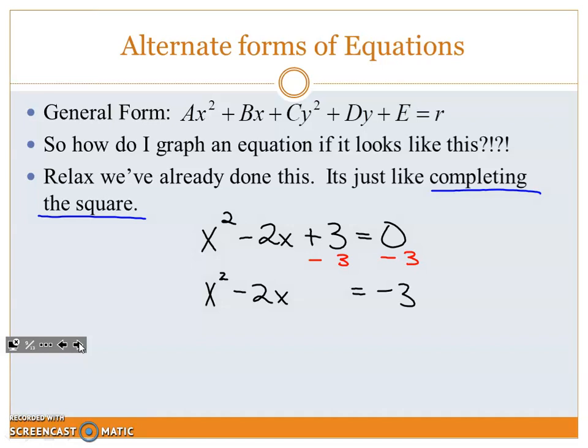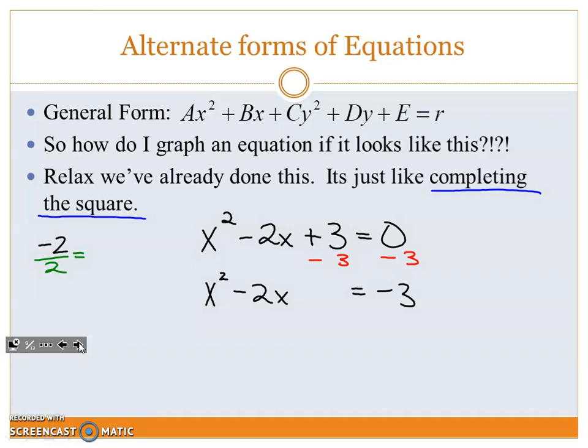I want you guys to remember that we are leaving that space there because we're going to come up with a magic number. And that magic number is going to force this thing to factor. Okay? So how do we find our magic number? Well, we're going to take our b term. So our b term is negative 2. And I'm going to take negative 2, and I'm going to divide it by 2.